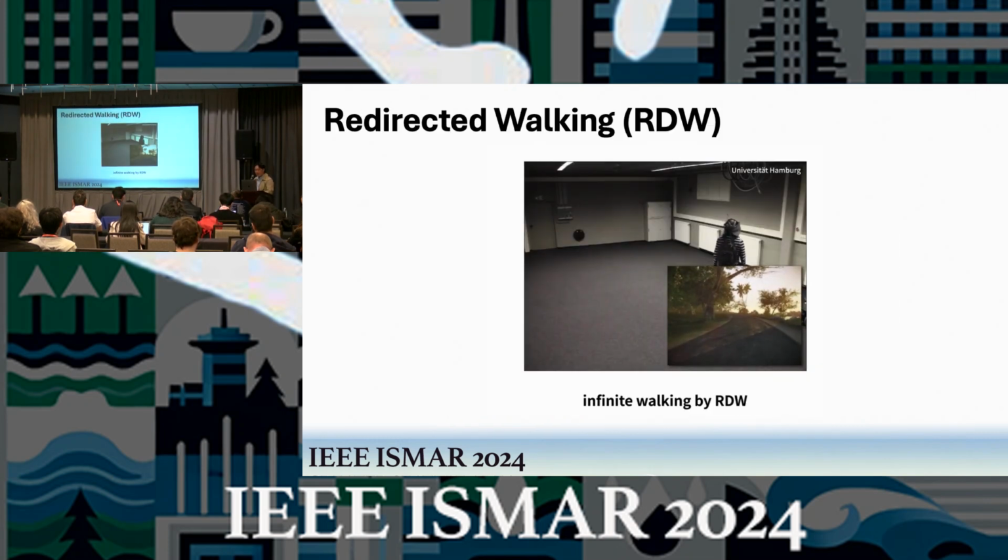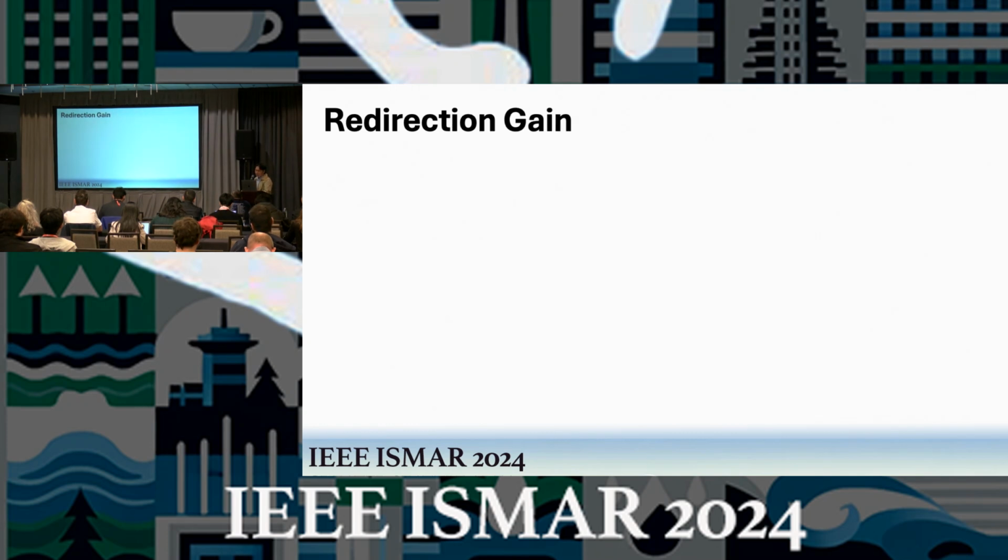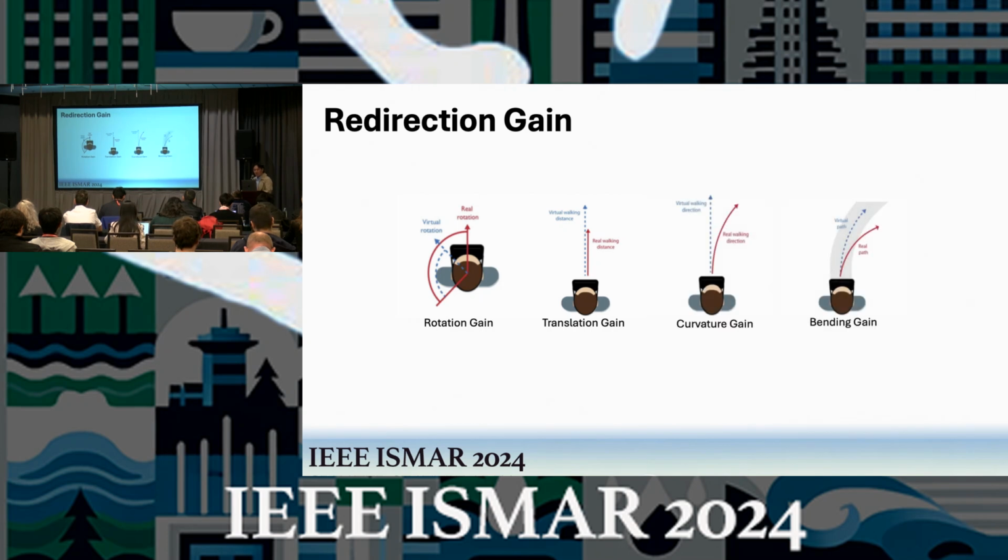Redirected walking, RDW, was proposed to address these issues. RDW allows for continuous and collision-free walking in virtual space. RDW uses redirection gains like rotation, translation, and curvature, and subtly adjusts the user's HMD screen to create a difference between the physical and virtual paths. However, if the user perceives that redirection gain is being applied, it can cause motion sickness or immersion degradation, so it must be applied within the detection threshold.